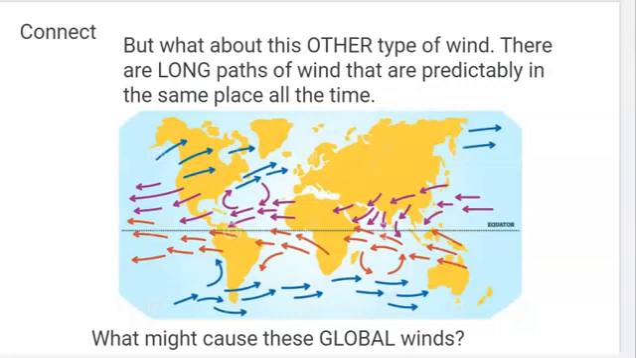And here's a map, and I want you to pause here and just think, what might cause that? Why might we have certain parts of the earth that have wind that follows these very, very certain patterns all the time? Pause now. Think about it, make a prediction. You can jot that prediction down on your whiteboard and unpause when you're ready to go.